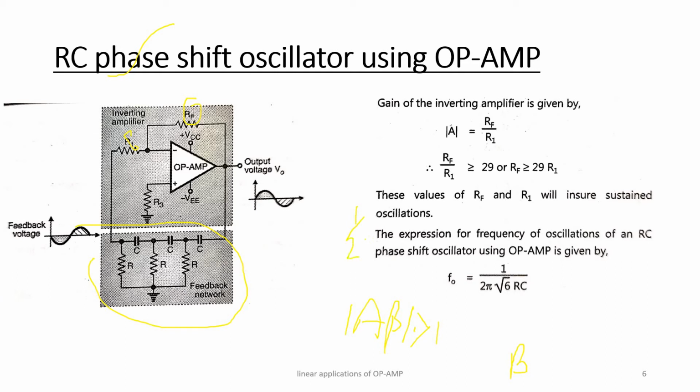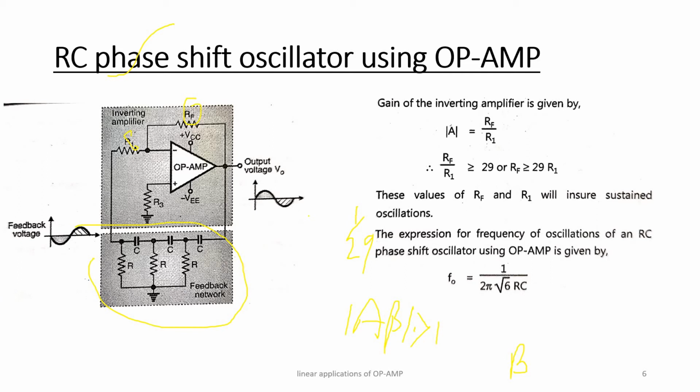At the frequency of oscillation, the beta value is 1 by 29. For the sustained oscillation, the loop gain modulus of A into beta must be greater than or equal to 1. Therefore, to make the loop gain modulus of A into beta greater than or equal to 1, the gain of the inverting amplifier A should be greater than or equal to 29. The gain of the inverting amplifier is denoted as modulus of A equal to RF by R1. So RF by R1 is greater than or equal to 29, which means RF is greater than or equal to 29 R1.